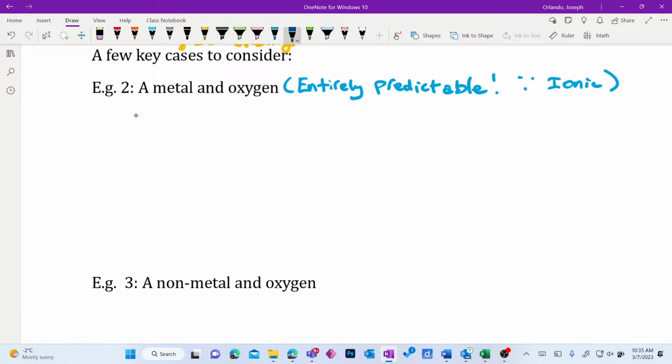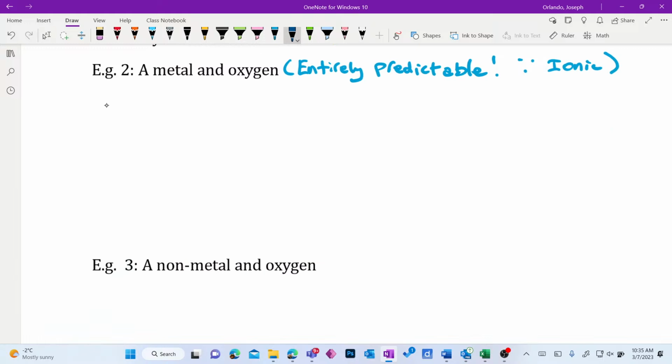Let's look here. We just did zinc. Let's do aluminum. Actually, let's not do aluminum. Let's do, as boring as it is, potassium. That's better. Let's do potassium and oxygen. This is one nice, easy example for where we go from here.